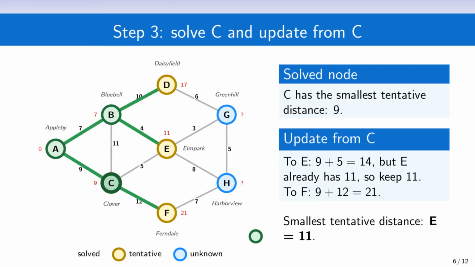Moving to C, we update its neighbors. We look at E. 9 plus 5 is 14, but since E is already 11, we keep 11. We also find a path to F with a distance of 21. Now E has the smallest distance.